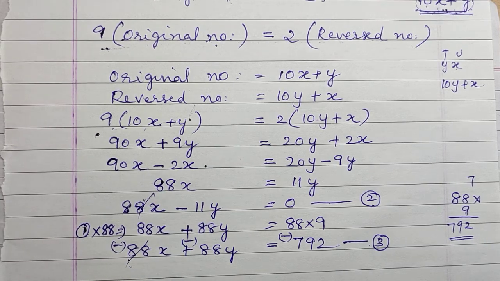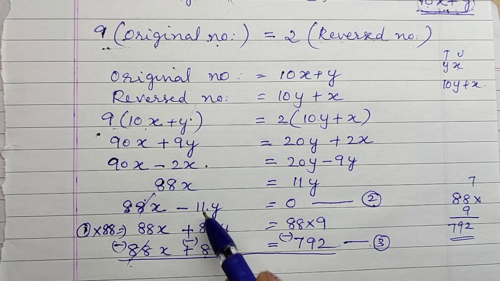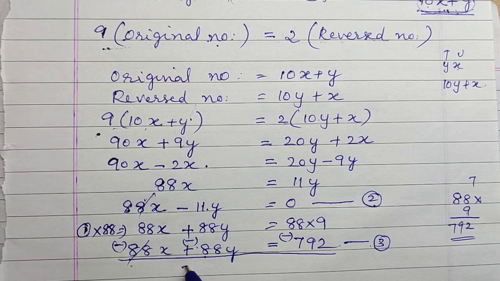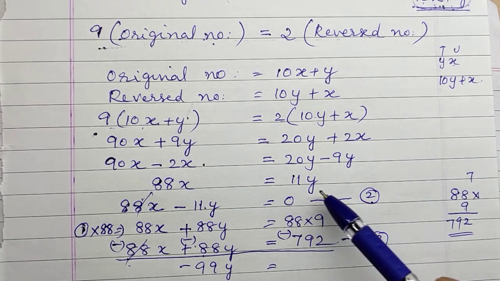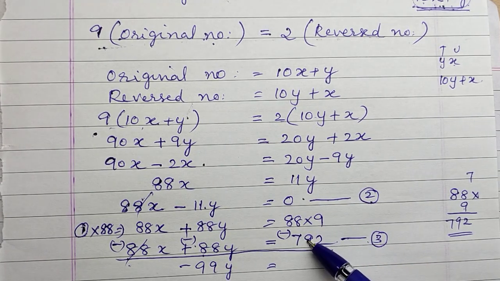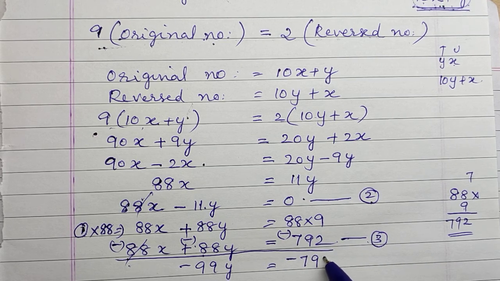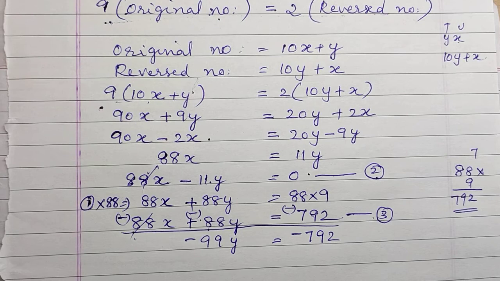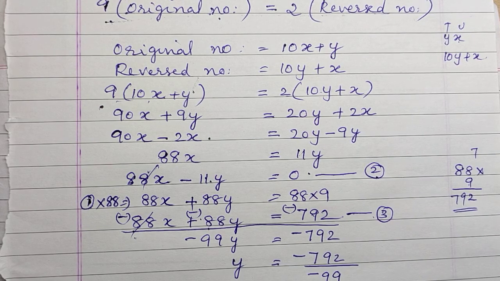Different sign, cancel. Minus 11, minus 88, both same sign, you have to add: minus 99y equals. Here it is 0 and minus 792. So y is equal to minus 792 divided by minus 99. So cancel it.